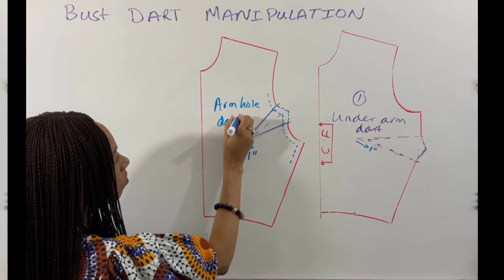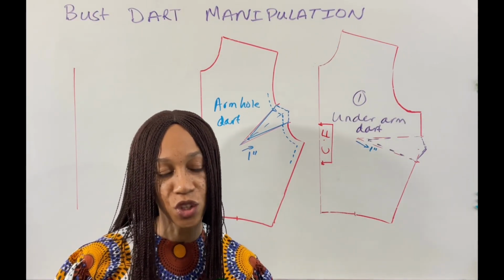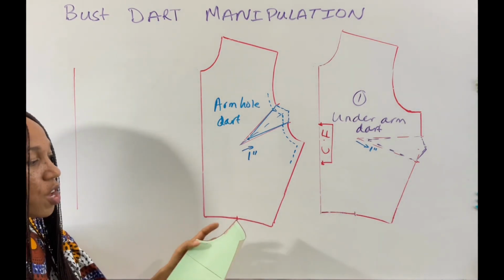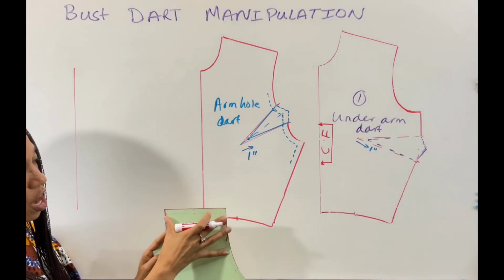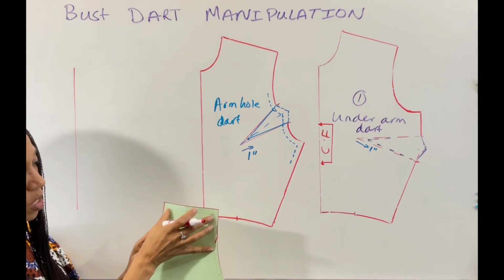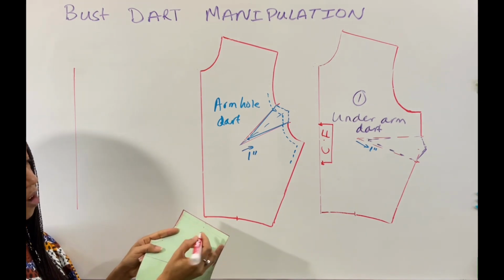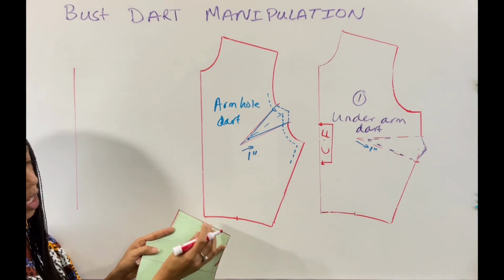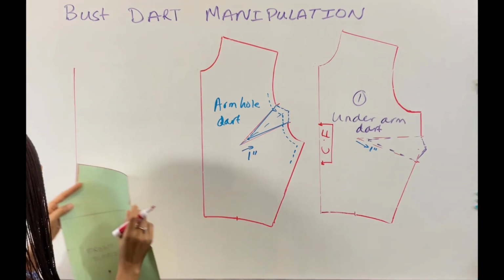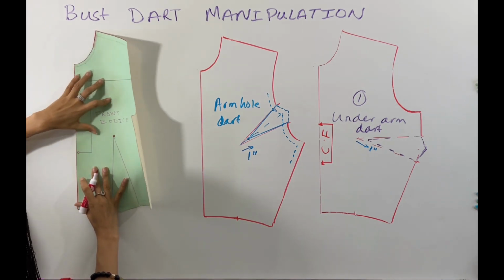The third dart manipulation that I'm going to illustrate for you is the shoulder dart. And let's get right into it. For the shoulder dart, you need to measure your shoulder distance here, and I have 5 inches for my shoulder distance. And what you need to do, you need to create a mark at the center. So I have a center mark right here on the shoulder, and that's what you need to use as your guide.